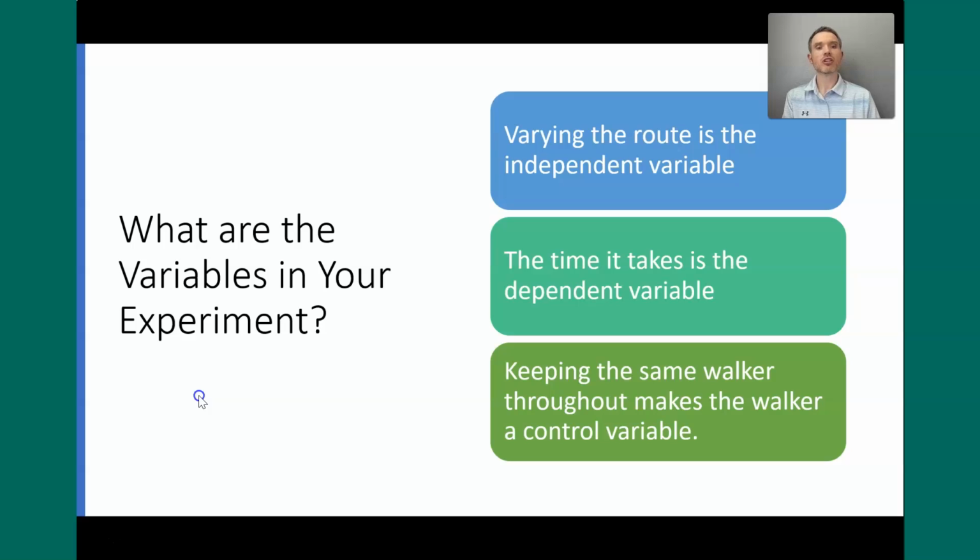And then most importantly, what's our constant? What are we going to keep constant in this experiment? Well, we are going to keep you, ensuring that the same walker is used. It doesn't make sense to have different individuals do the walking experiment. Imagine one person is able to walk faster than the other person. And therefore, we're not testing the length of the route, but we're testing the speed at which that person or people can walk.